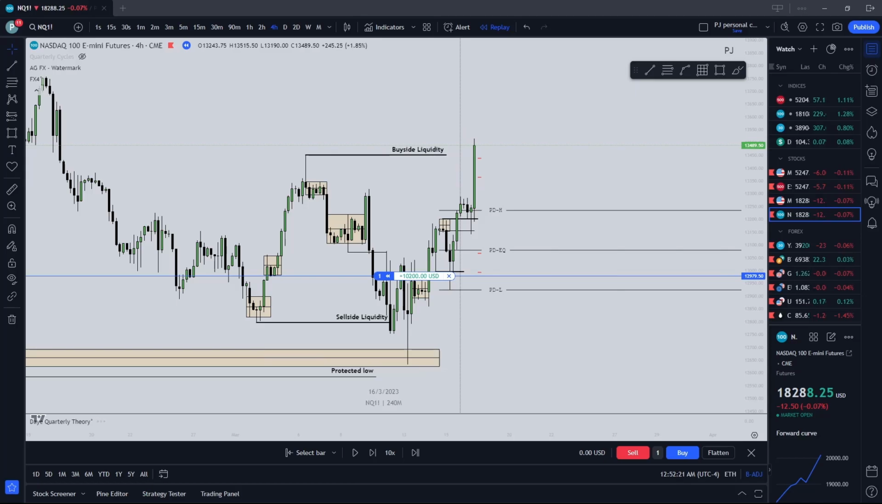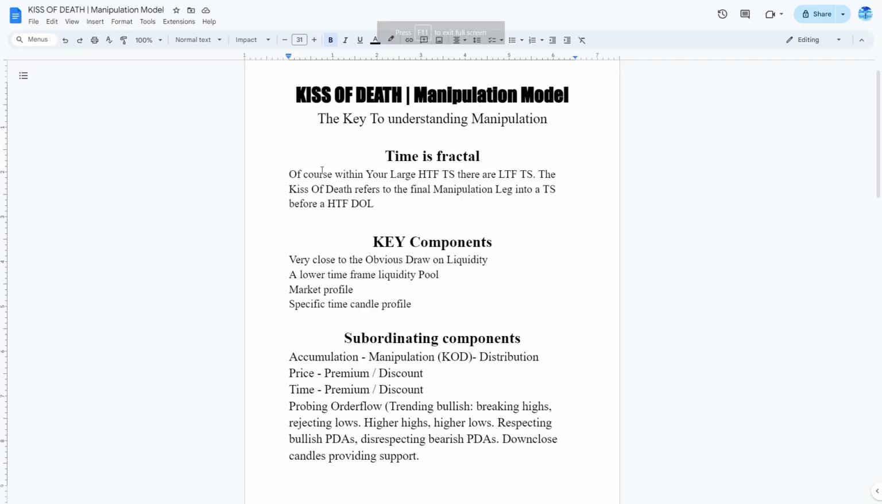itself. Alrighty, pretty simple. Kiss of death. It's our manipulation model, the key to understanding manipulation. We saw how time is fractal, and within our higher time frame, turtle soup delivering us higher, we have our lower time frame. Within our 4-hour, we have our 1-hour turtle soups. And we saw how the kiss of death refers to that final manipulation leg.